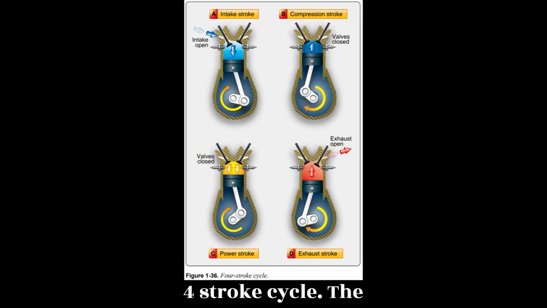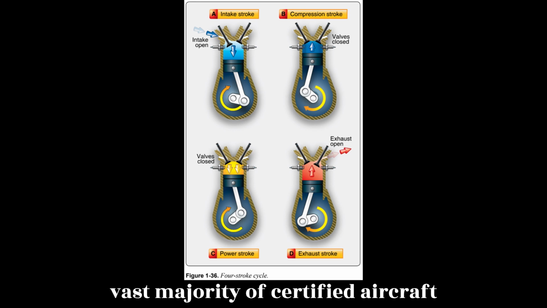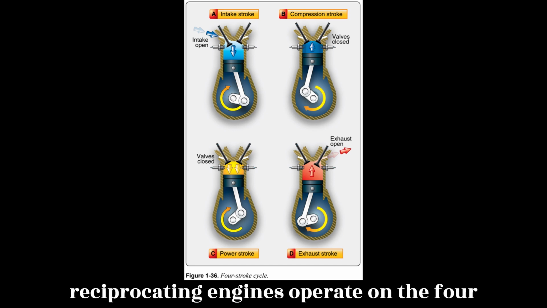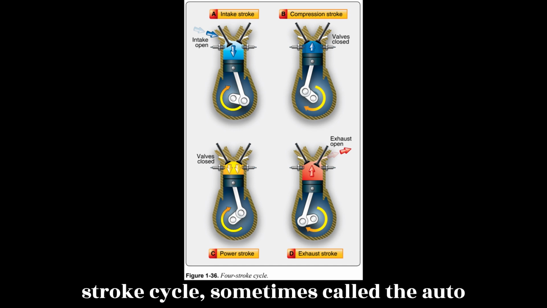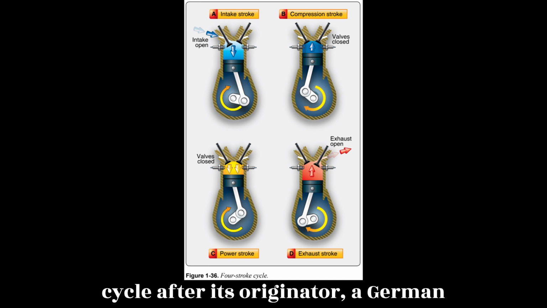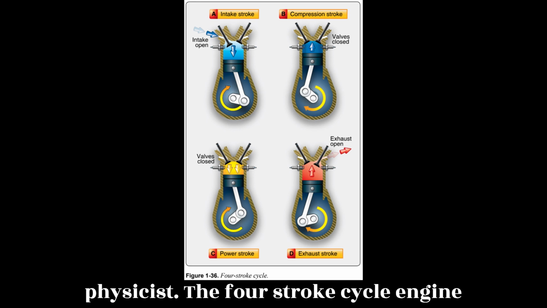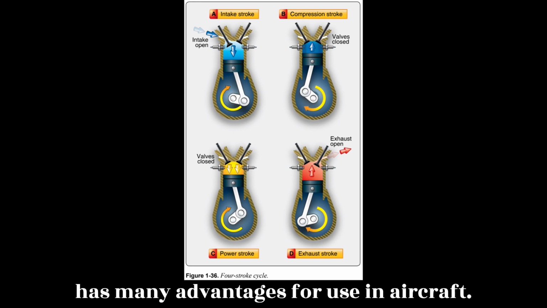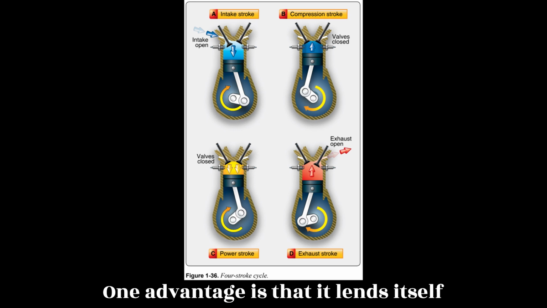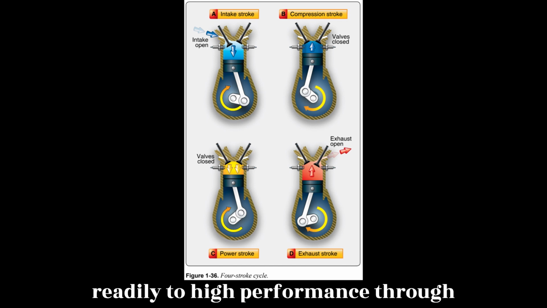4-stroke cycle. The vast majority of certified aircraft reciprocating engines operate on the 4-stroke cycle, sometimes called the Otto cycle after its originator, a German physicist. The 4-stroke cycle engine has many advantages for use in aircraft. One advantage is that it lends itself readily to high performance through supercharging.